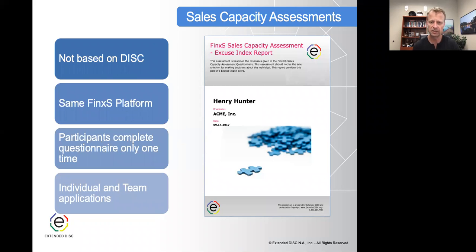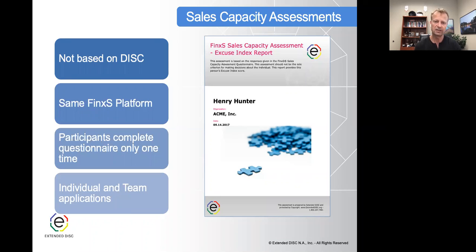Again, the sales capacity assessment, as the name implies, is for salespeople. If you are not in sales, you may have some difficulty answering the questionnaire. What we are really measuring is their present level of competency. Some people like to use the term skill level, at 18 different competencies, and we look at many other things like the topic today: what is the level of excuses salespeople make, because we all do make excuses.